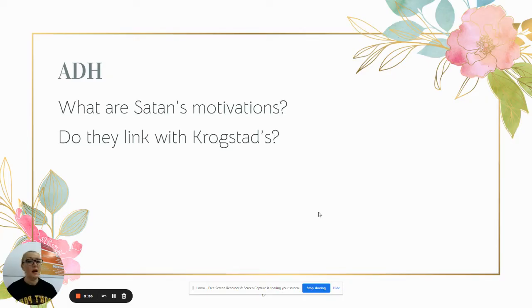Okay, so you might want to think there about Satan's motivations in destruction. Are they the same as Krogstad's? You know what? No, they're not. However much you want to argue that Krogstad is the villain of A Doll's House, and personally I do not see him in that way at all, I don't think that you can make this direct link.